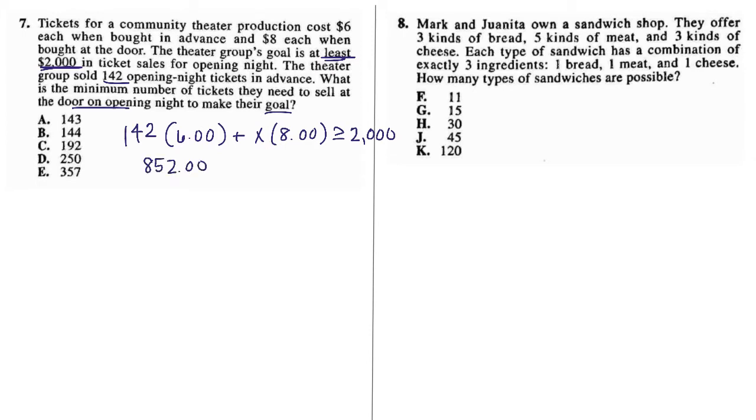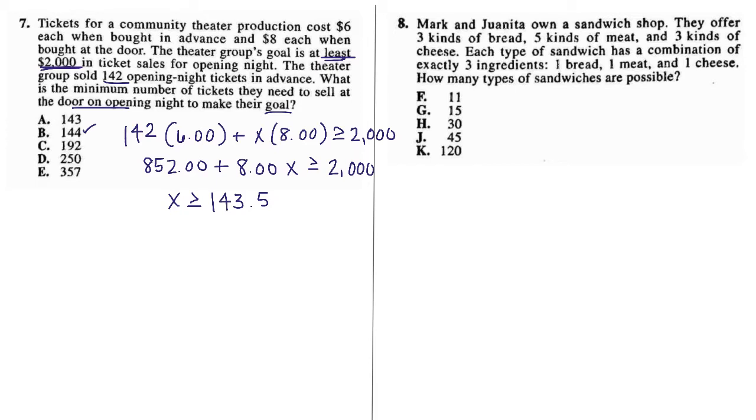$852, plus $8 times X, and that has to be greater than or equal to 2,000. And subtract 852 over and divide by 8, or you can take your answer choices at this point and start substituting in. And we see that X has to be greater than or equal to $143.50. So that's going to be answer choice B.